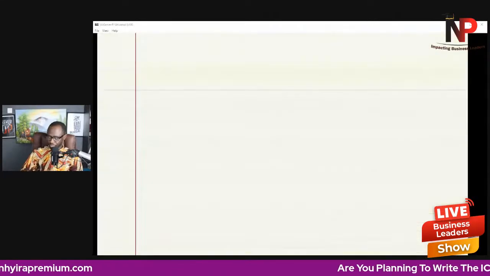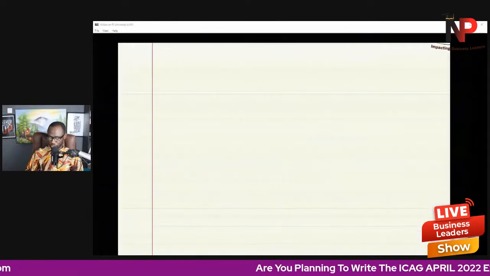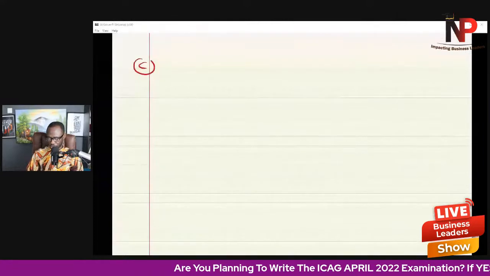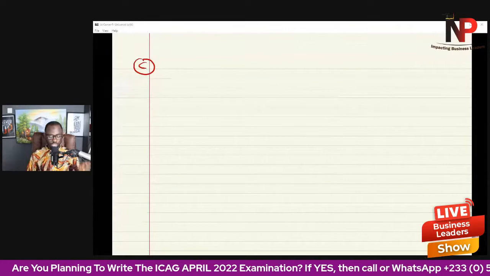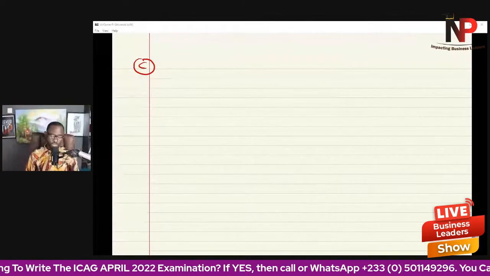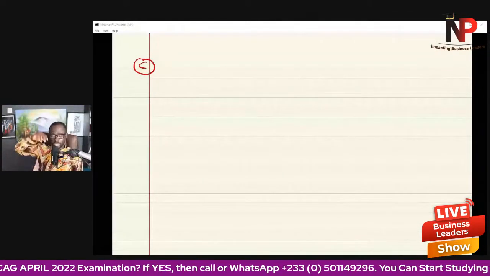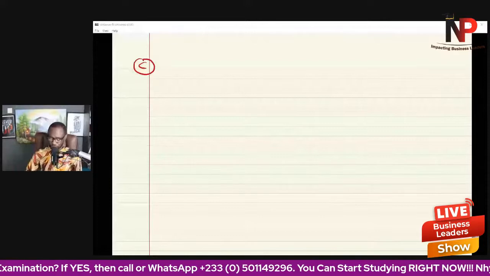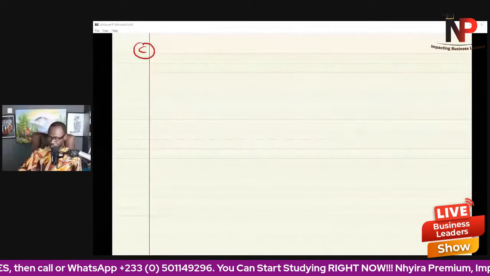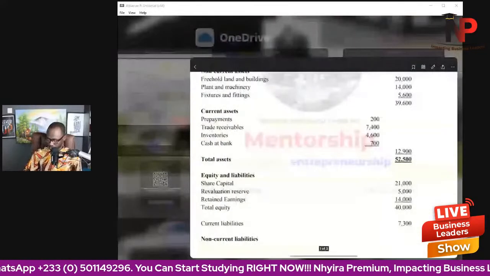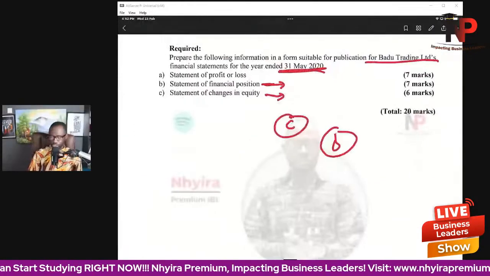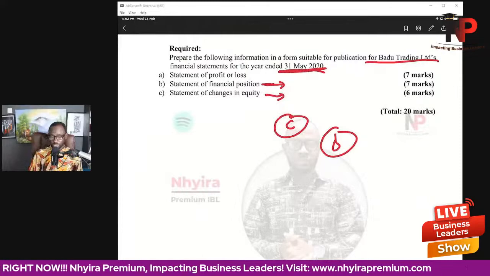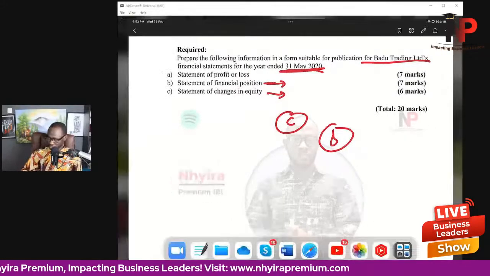Now, even though B says we should do statement of financial position, we will jump to C to do the statement of changes in equity, because if we have not done statement of changes in equity, you cannot get the equity balances to be taken to the statement of financial position. So we're going to jump and go to the C, which is we should prepare the statement of changes in equity.